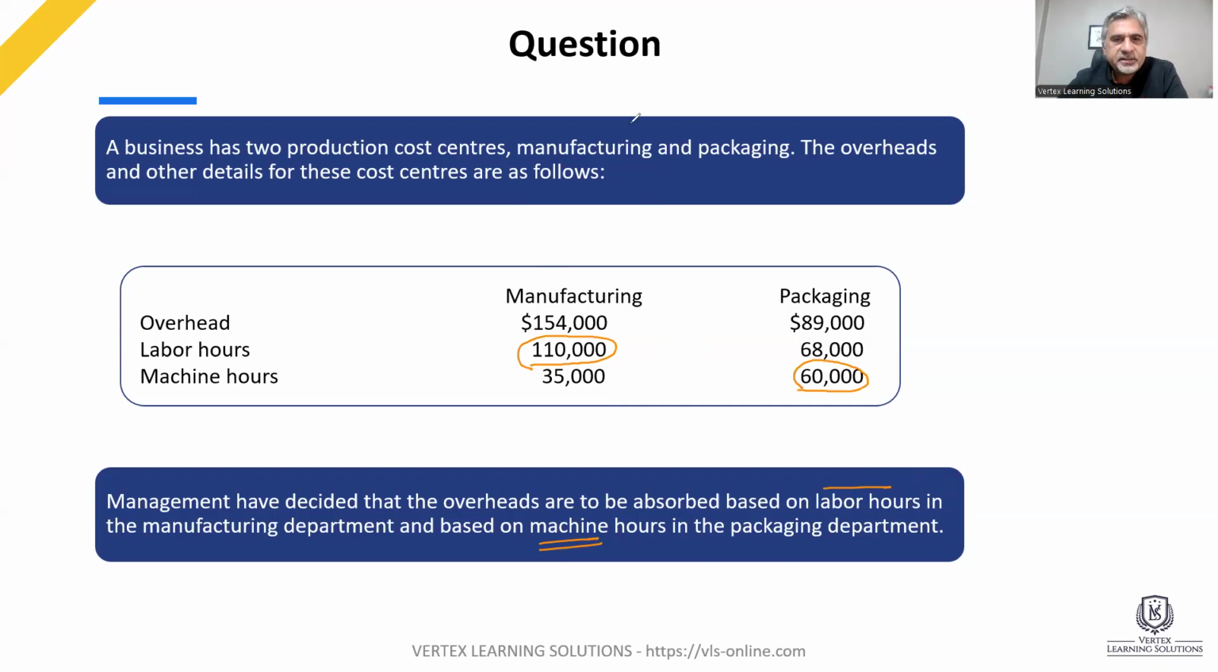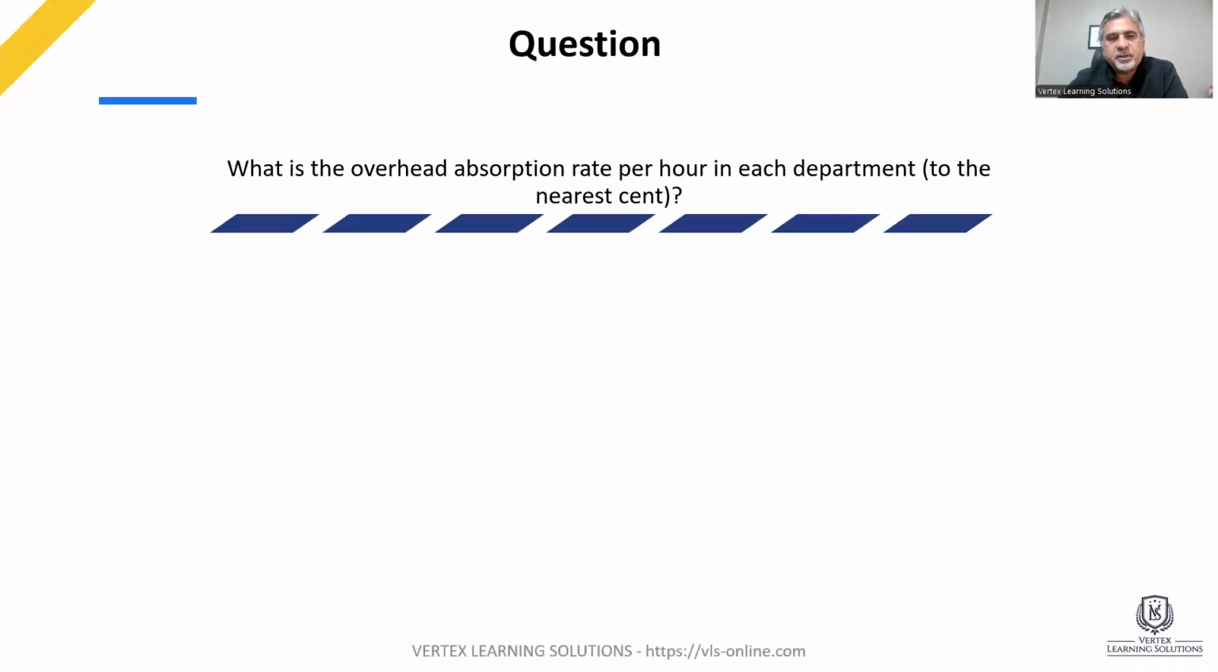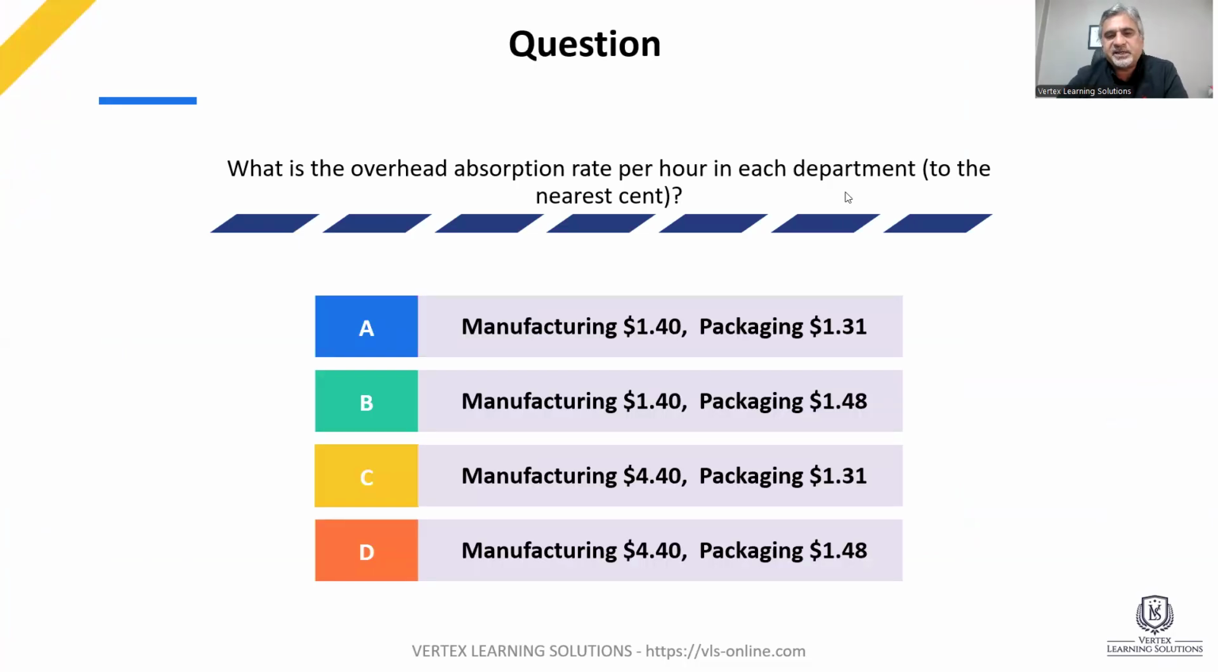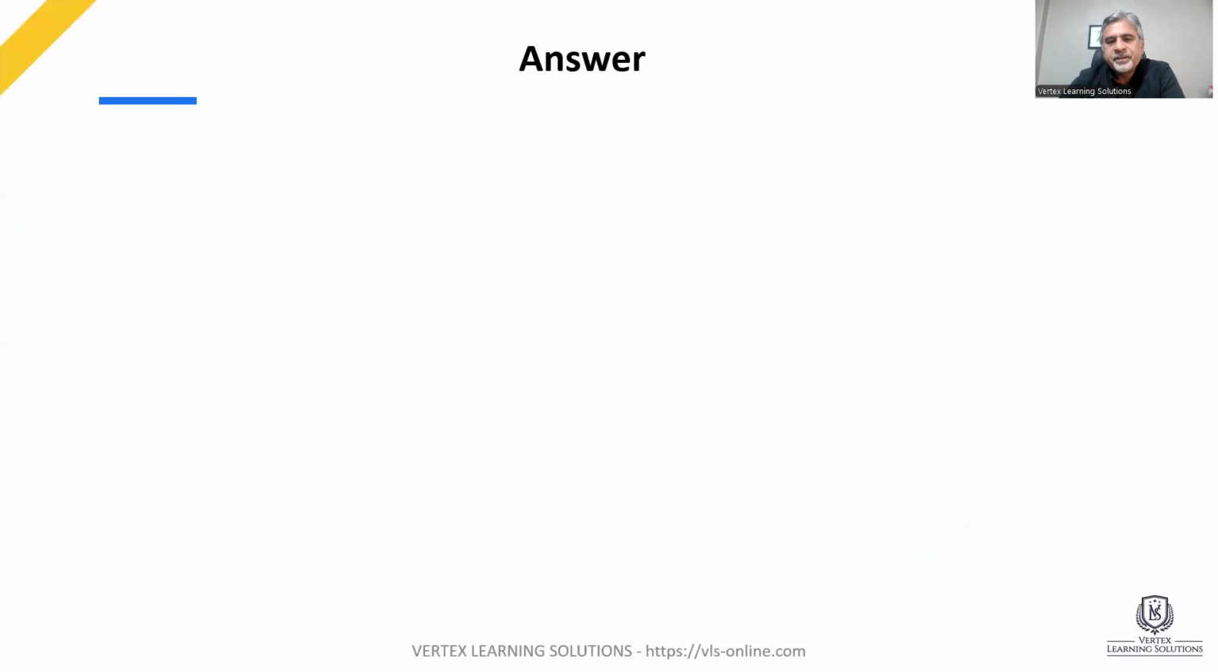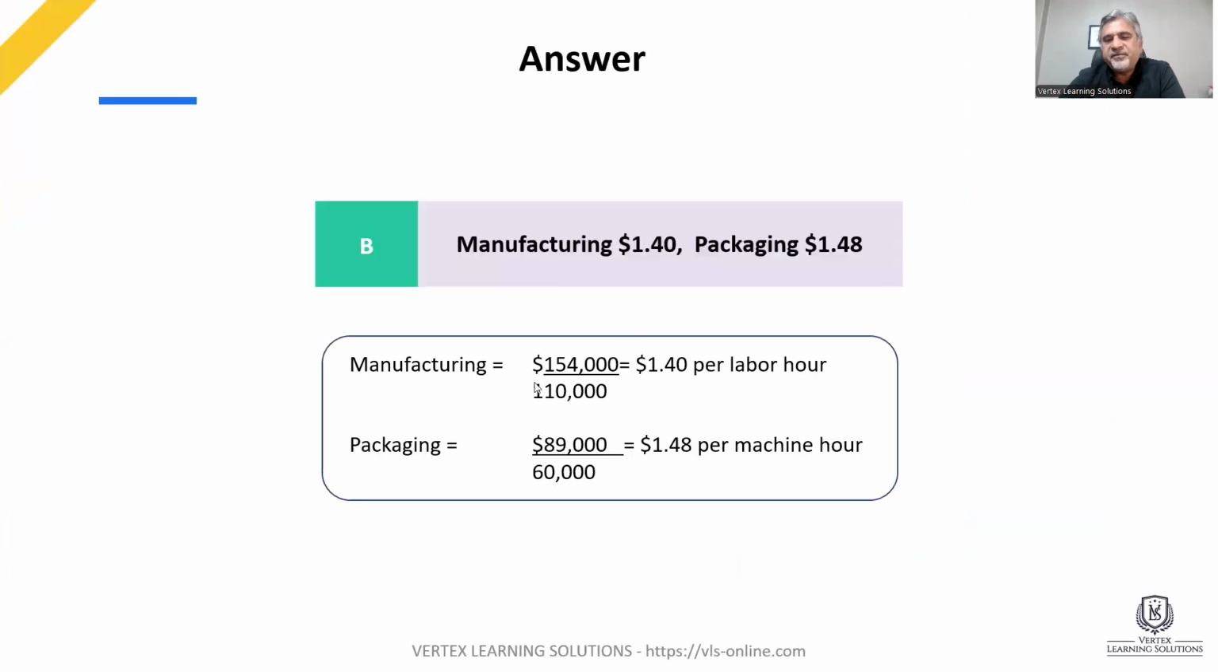So now if I continue, we find out our absorption rate. What is the overhead absorption rate per hour in each department to the nearest cent? Manufacturing, packaging, you have to give the answer. What you will do is very simple. Just 154,000, whatever it is, 178 actually. I'm sorry, the numbers are not correct because I did not change the numbers. It was an example. So I put 178, but the real number was 154.